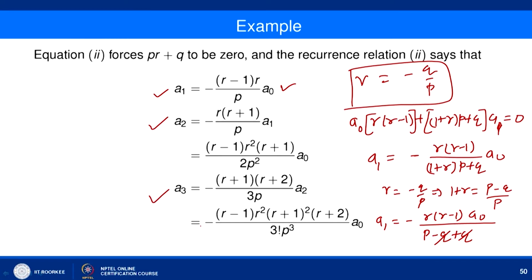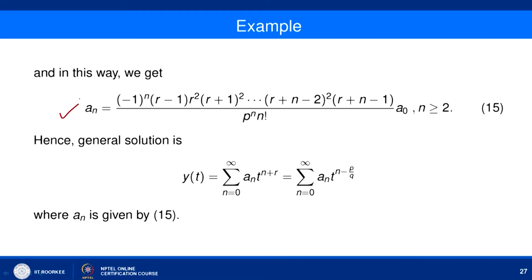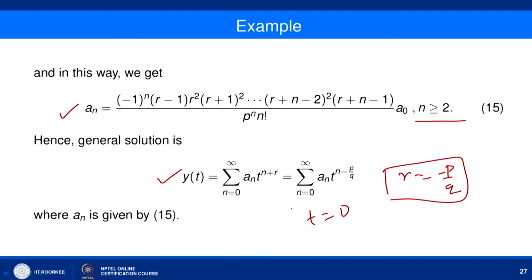So, we can calculate all the coefficients using the recurrence relation here, and we can say that our solution is calculated like this: a n is equal to minus 1 to power n r minus 1 r square r plus 1 whole and so on, and p to power n factorial n, that is for n greater than or equal to 1. So, we can write down our solution as y t as summation n equal to 0 to infinity a n t to power n plus r, and r is given as minus p by q. So, even if here t equal to 0 is your singular point, not only singular point, it is an irregular singular point, but still we are able to find out a series solution.